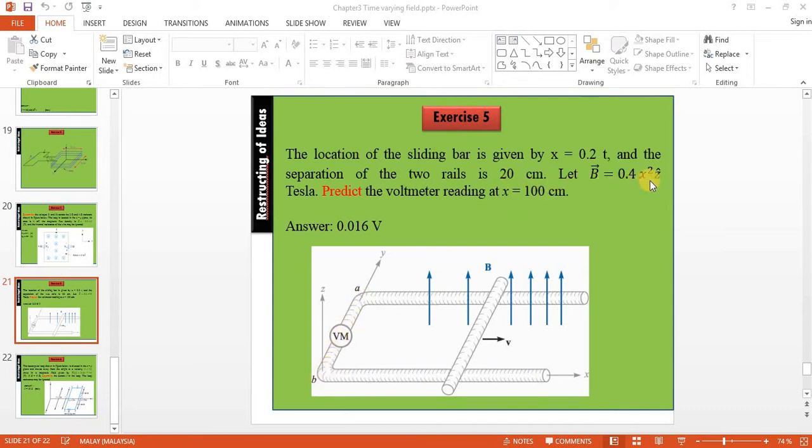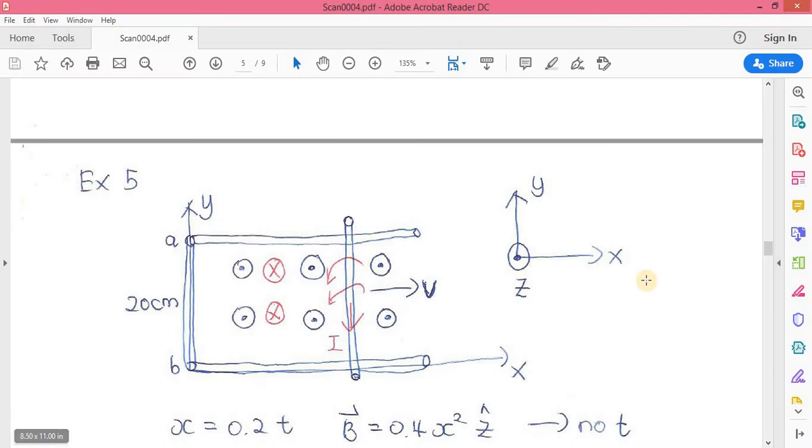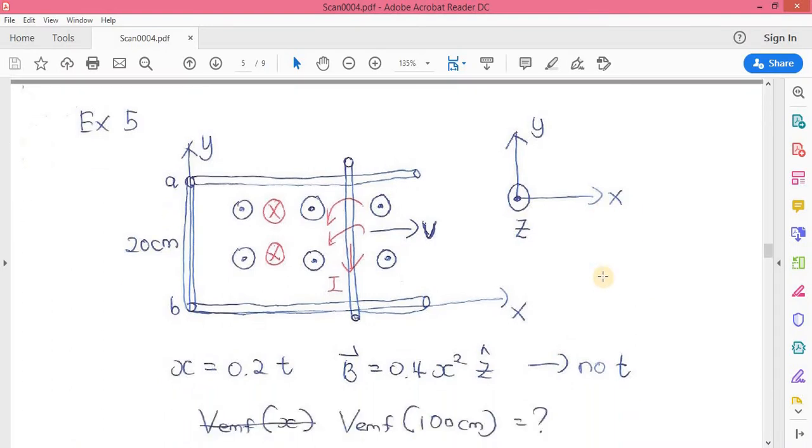So given B is this one, you have to predict the voltmeter reading at the position x equals 100 centimeter. Okay, so let's look at the solution. You can draw this diagram in your own drawing. Okay, so this is my drawing. I draw it in 2D instead of 3D.